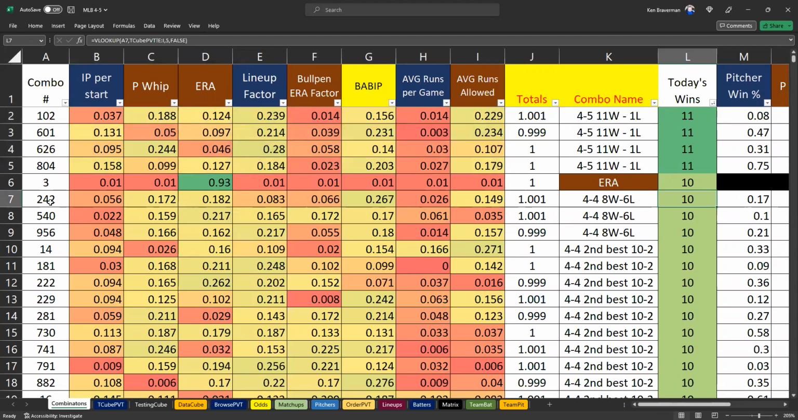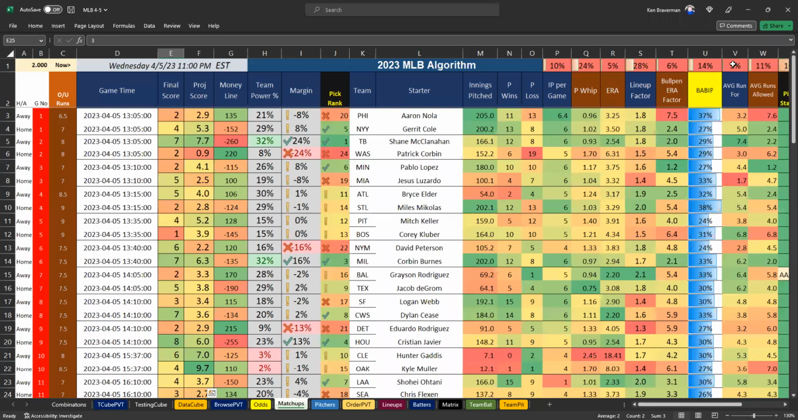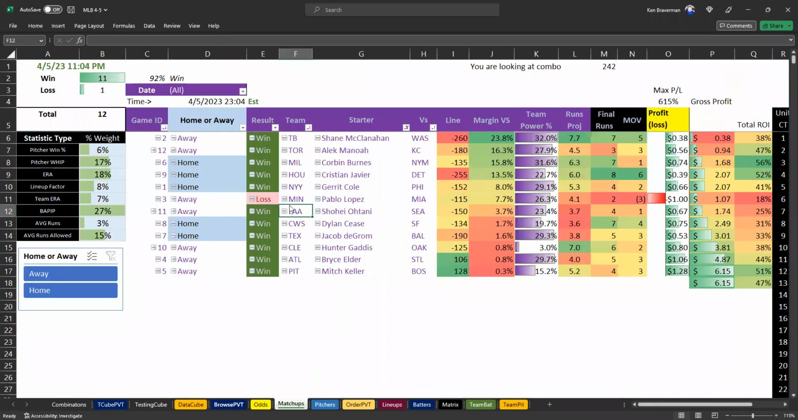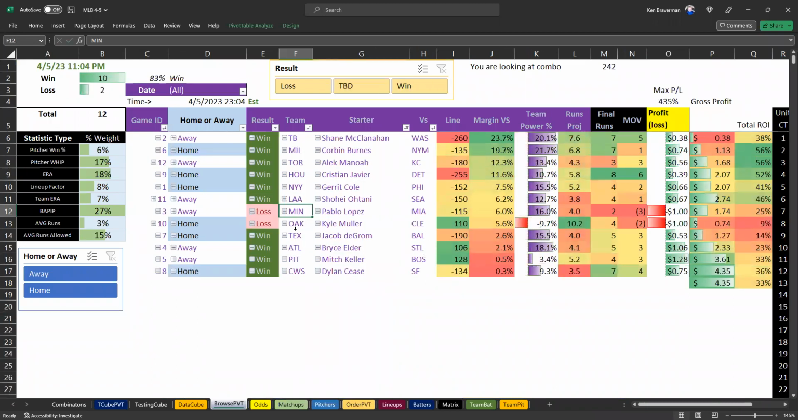Like one of the combinations I said to use yesterday, like number 242, let's see how that actually did today. Because that's kind of what I told you to play, was one of those combinations. So 242, refresh the browse pivot on that. And we'll see what else did we lose. We lose Minnesota and we lose Oakland because of the weird ERA game. So that's kind of okay. It's because of super weird ERAs for the Cleveland pitcher at 18, which needed to be streamlined.